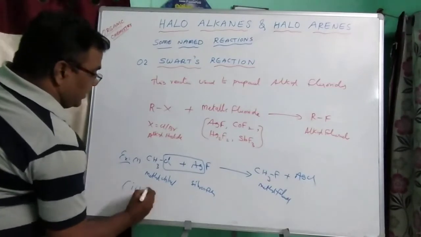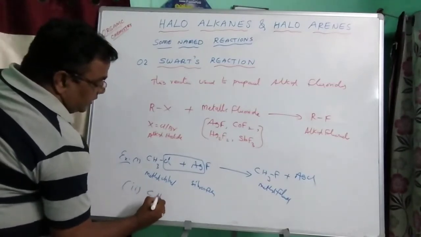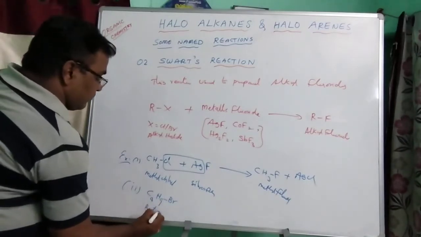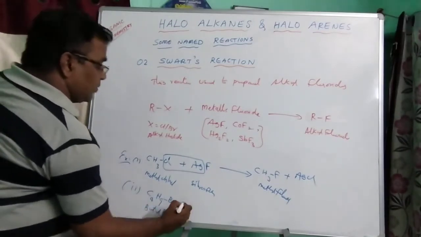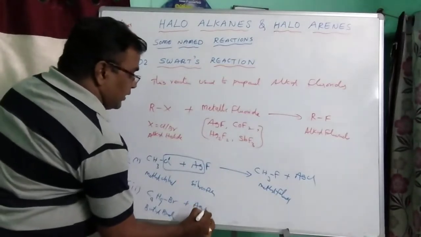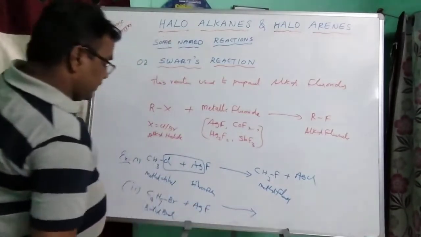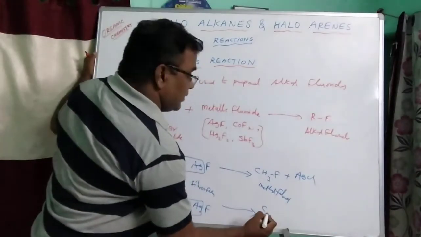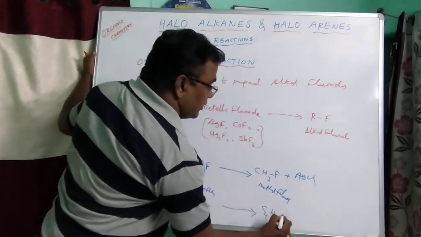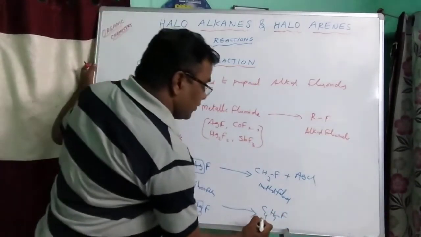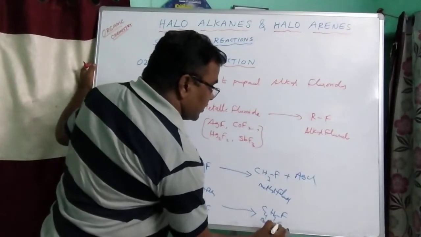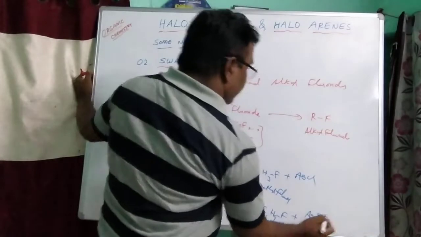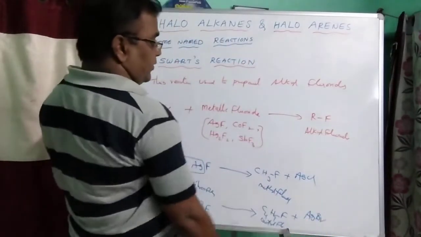Example 2. Next one, for example, C4H9 butyl, Br means bromide, butyl bromide. Butyl bromide reacts with AgF, silver fluoride. Then it gives C4H9F, butyl fluoride, and the byproduct is AgBr. So in this reaction, methyl fluoride and butyl fluoride are prepared.